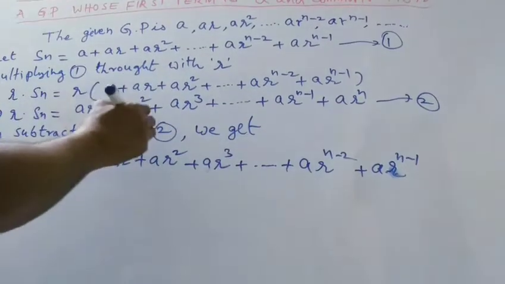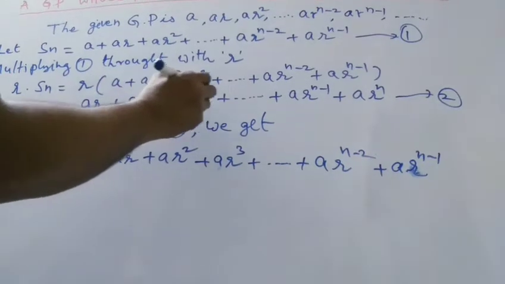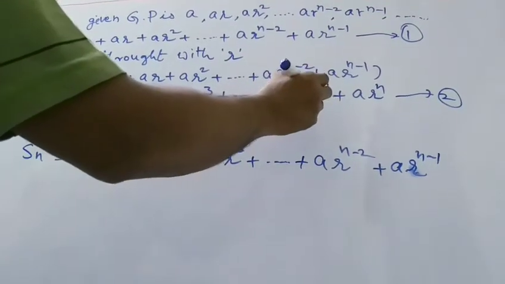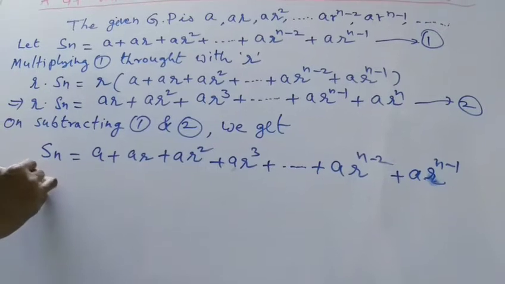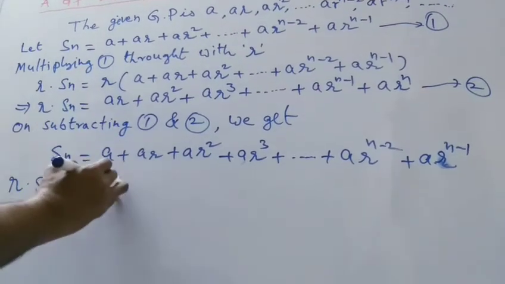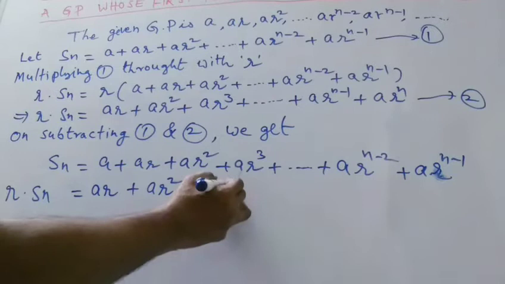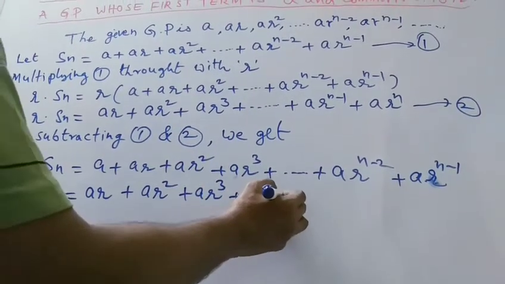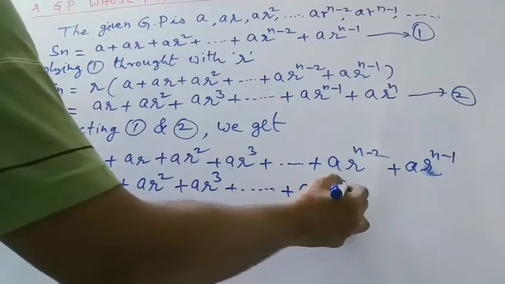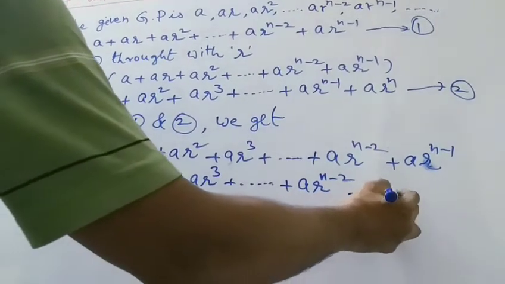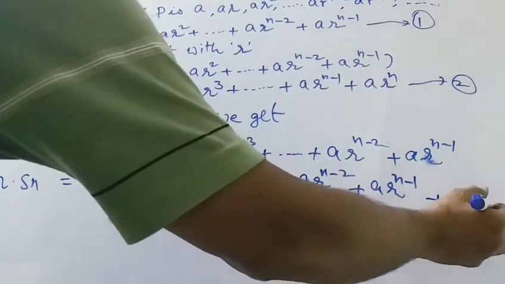And from second one, r into Sn is equal to ar plus ar square plus ar cube plus and so on plus ar to the power of n minus 2 plus a into r to the power of n minus 1 plus a into r to the power of n.